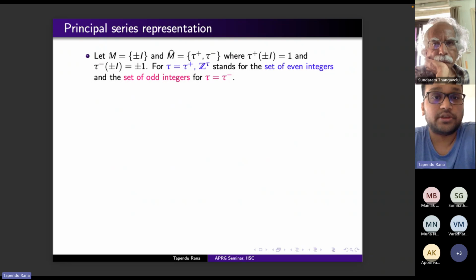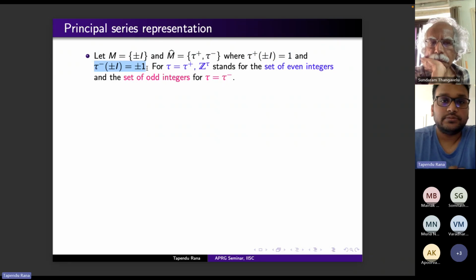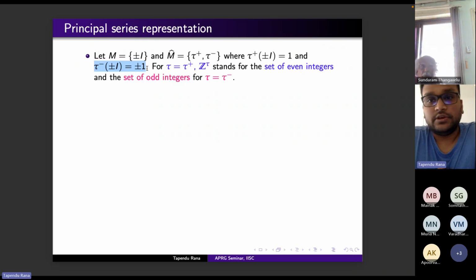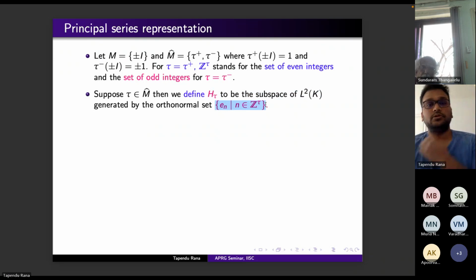Now, to define the principal series representation, let M equal plus minus identity, the group containing plus minus identity, and M-hat the irreducible representations of M containing tau plus and tau minus. Tau plus is defined like this, and tau minus defined like this. For tau equal to tau plus, we denote Z_tau as the set of even integers, and for tau equal to tau minus, we denote the set of odd integers. And now for tau belonging to M-hat, we define H_tau to be the subspace of L^2(K) generated by the orthonormal set e_n, n belonging to Z_tau.